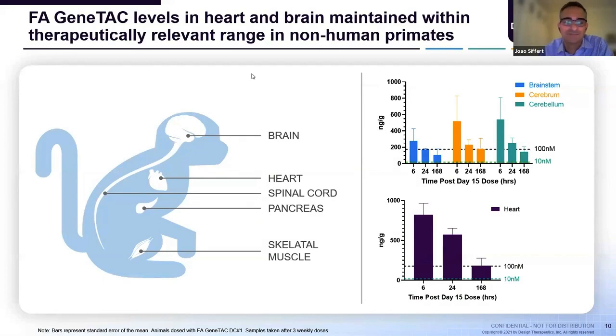Sure. Yes, it's a very detailed protocol. All the animals are studied exactly like in humans. Their behavior is observed. Their vital signs are measured. Bloods are taken to look at liver, kidney, and other functions.